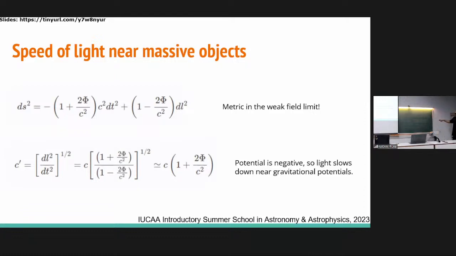So you see that the speed of light now develops a correction. If phi was positive, this would increase the speed of light, but these gravitational potentials are negative, and so the apparent speed of light will decrease, even though it's traveling in vacuum, because it is traveling close to massive objects.